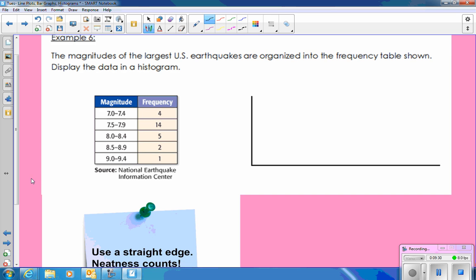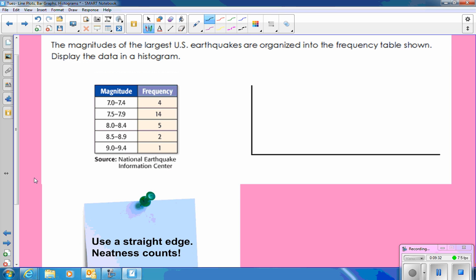So looking at this one, we have magnitudes of the largest U.S. earthquakes, and they're organized into this frequency table. So we're going to display this data. In this frequency table, I've got 1, 2, 4, 5, and 14. So I only have to go up to 14 here. So I'm probably going to just go ahead and count by 2s.